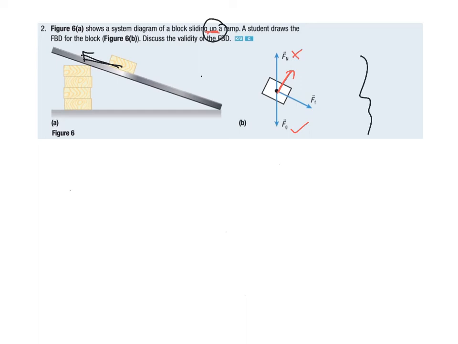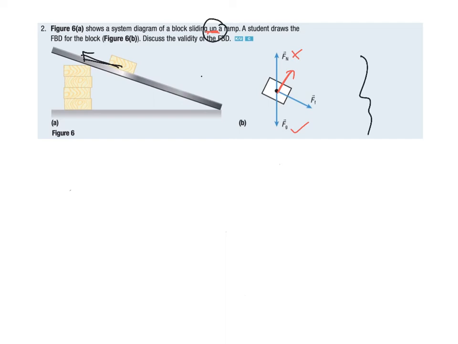Why is this block moving up? Well, probably somebody pushed it. So you may wonder, should I be drawing an applied force? And I would say no. I would draw one if the person is still pushing it, if their hand is still on the block. But if the hand is off the block, they've let the block go already, then there's no more applied force. So we'll leave that out.